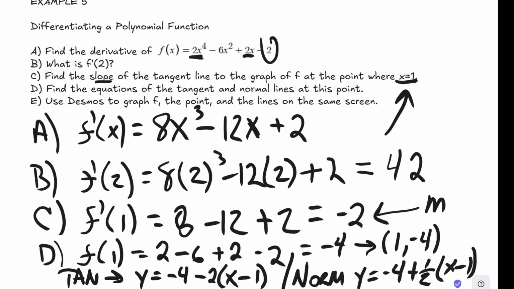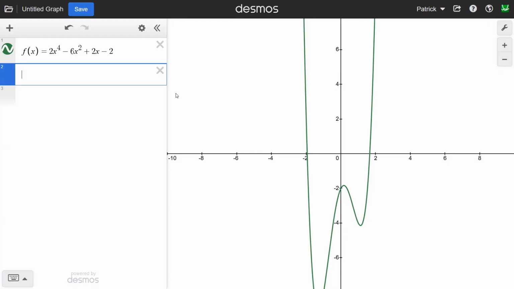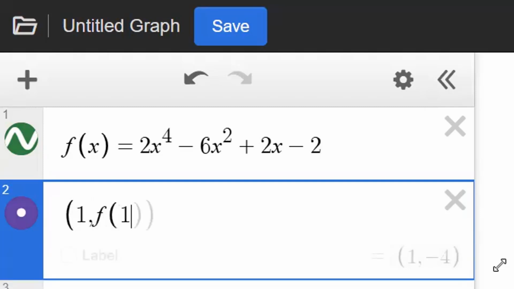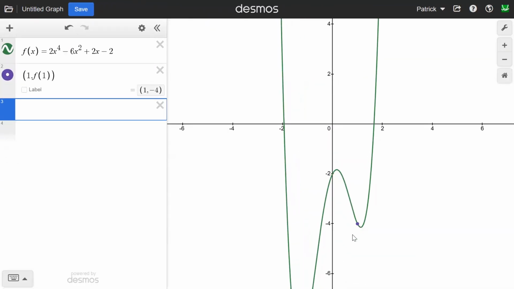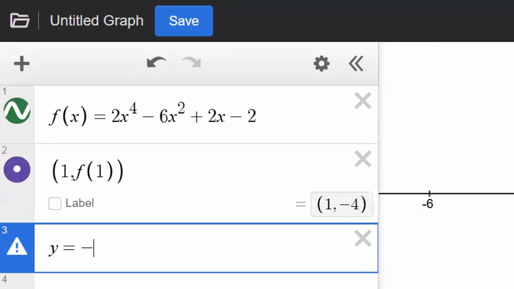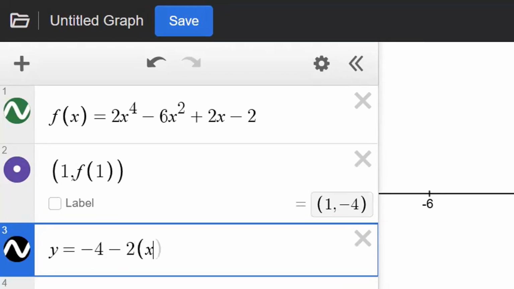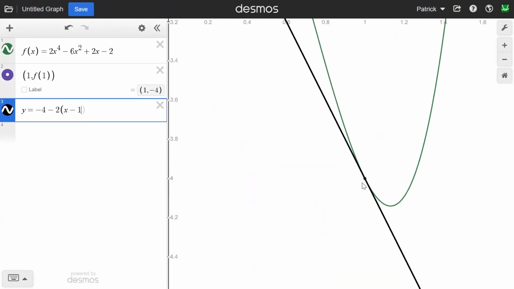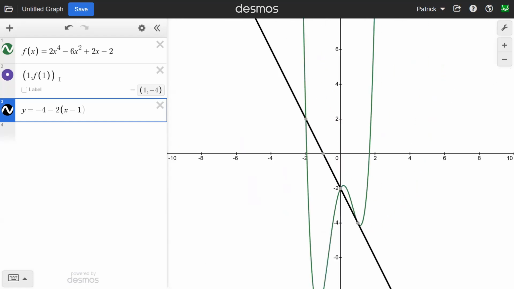And then the last piece is we want to use Desmos to graph f, the point, and those tangent and normal lines on the same screen. So here I have the graph of f. I want to graph the point 1 comma f of 1. It's the point right here. You can zoom in on that. And then the equation of the tangent line, which was y equals negative 4 minus 2 times x minus 1. And the line should just touch the graph at this point. And if we zoom in a lot, we can see that it in fact does.